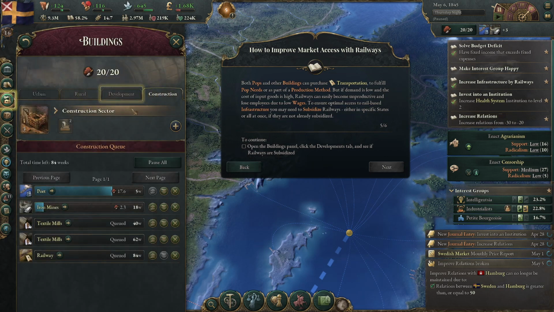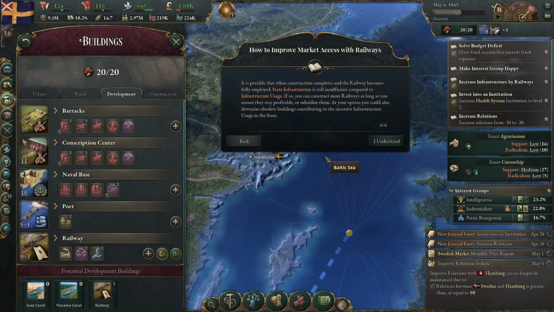Okay. And open development. It is possible to construct. When construction completes, the railway becomes fully employed. State infrastructure is still insufficient compared to infrastructure uses, but you can construct more railways as long as you ensure they both stay profitable or subsidize them. In your opinion, okay.